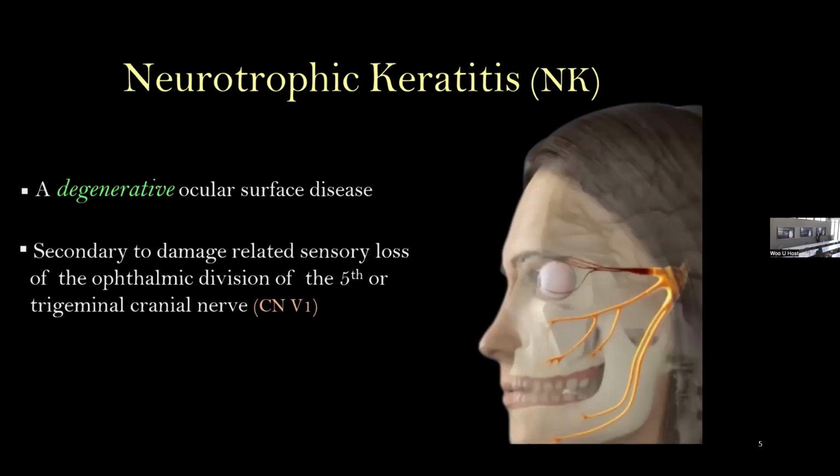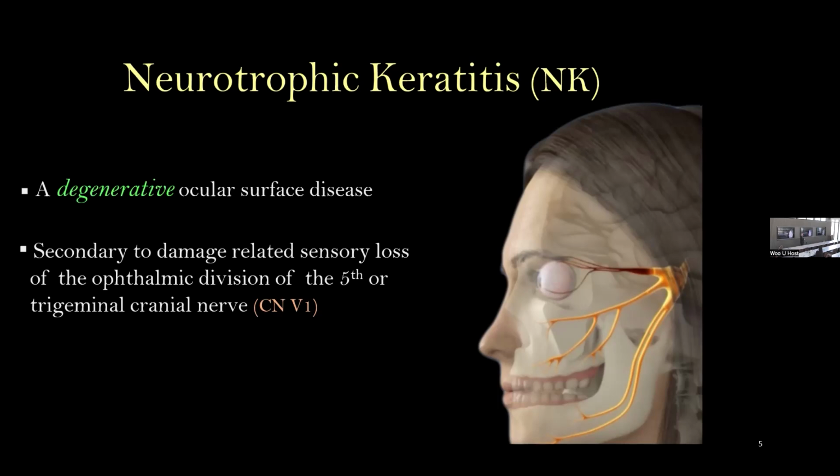Now, neurotropic keratitis. So what is it? It is a degenerative ocular surface disease secondary to damage related to the sensory loss of the ophthalmic division of the fifth or trigeminal cranial nerve. I'm sure you're all aware of that. Now, damage anywhere along that nerve pathway can result in reduction in corneal sensation as this nerve innervates the cornea.